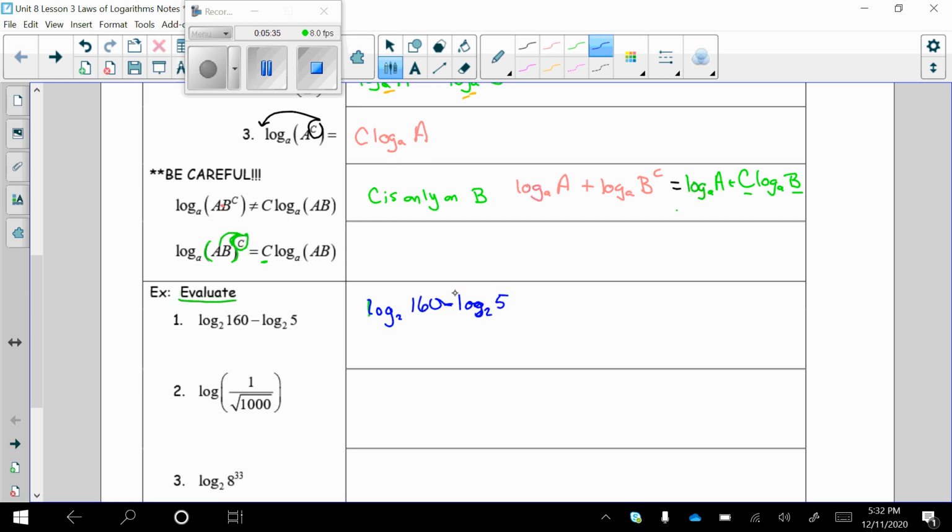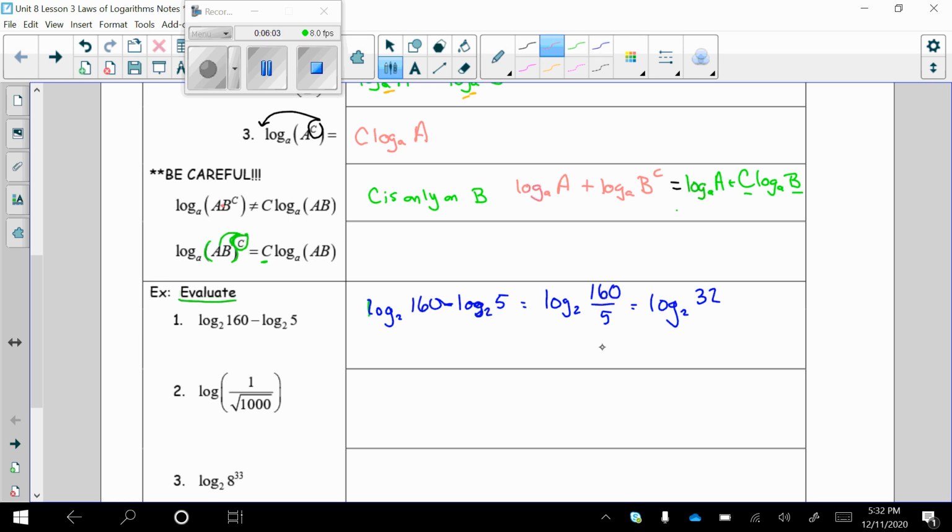This doesn't help us. We can't solve log base 2 of 5. All right, so we can condense this and change it so that it's log base 2 of 160 divided by 5, because this divides evenly. Well, then that's equal to log base 2 of 32.